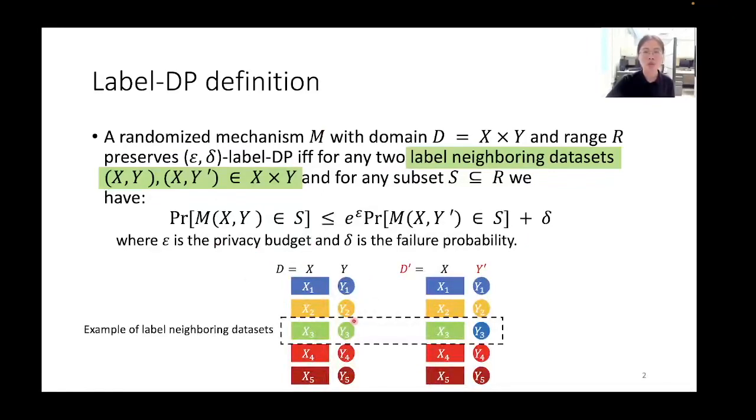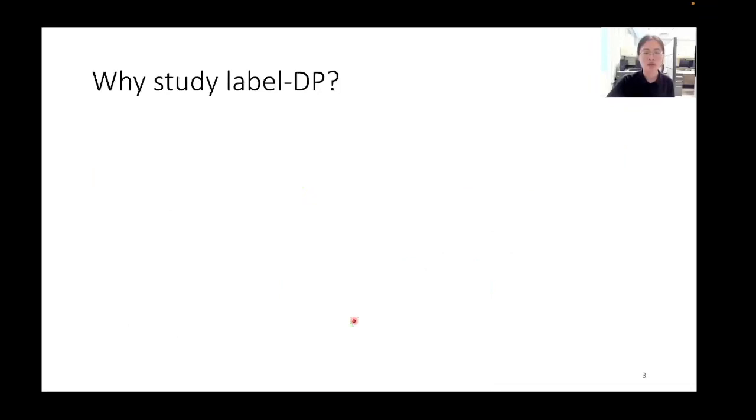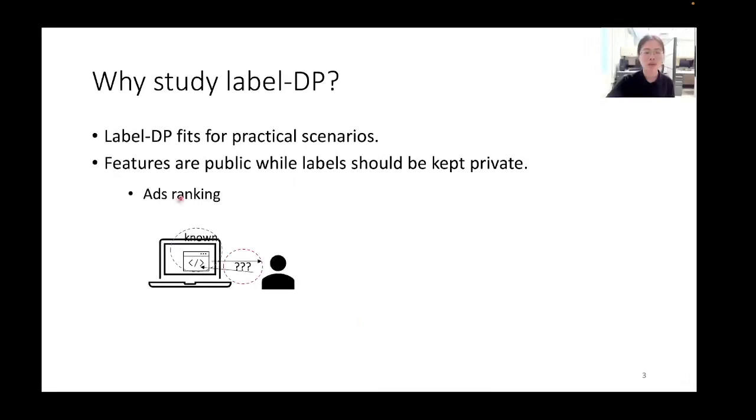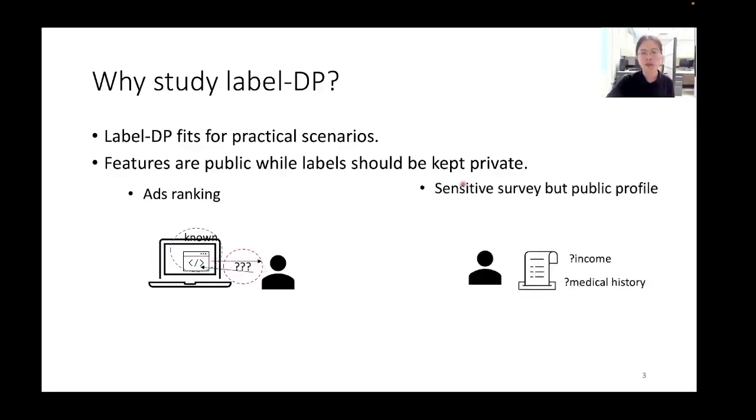We now understand what is label DP. The next question is, why do we study label DP? Label DP fits several practical scenarios where features are public while labels should be kept private. One example is ads ranking, where the ad tag knows the ads content delivered to the user, which can be regarded as public feature. However, the user's interaction with the ads content should be kept private. Another example is some sensitive survey, which may ask questions about income or medical history. In the meanwhile, the profile of the participants, such as gender or race, might be public.